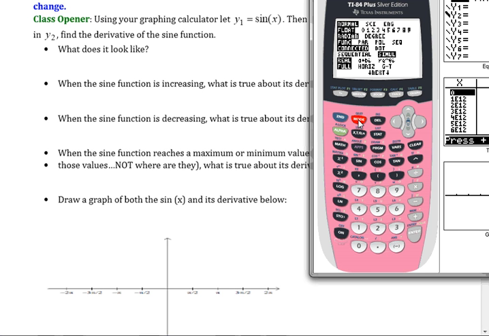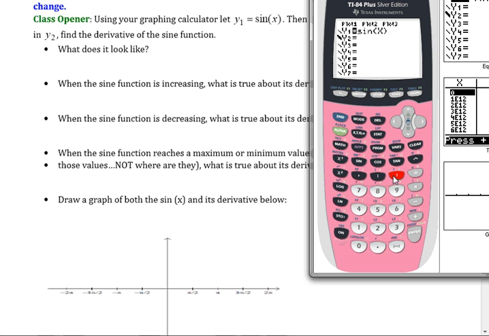Okay, I went to simultaneous because it's kind of cool to see the sine function and its derivative graphed at the same time. So I'm going to put in sine of x. And then I always zoom trig. It's always going to work. I've never seen it not work on the AP exam. Sine is right here.